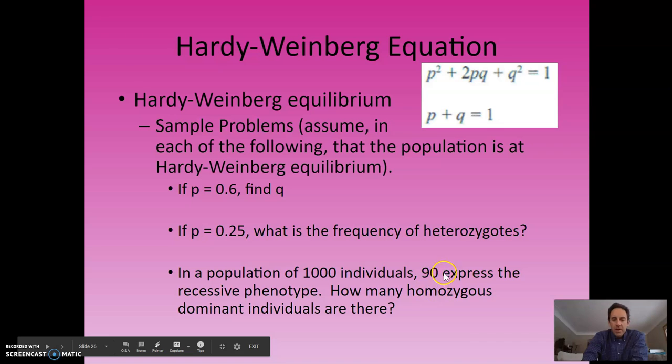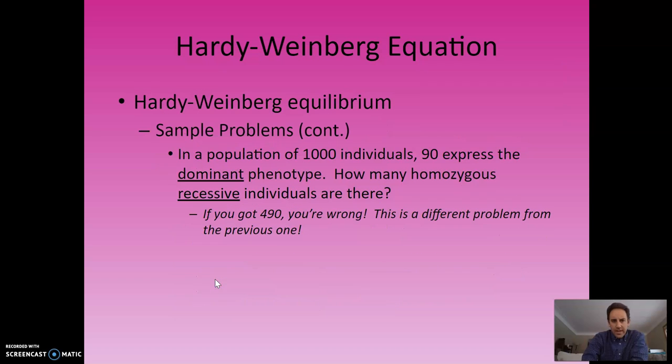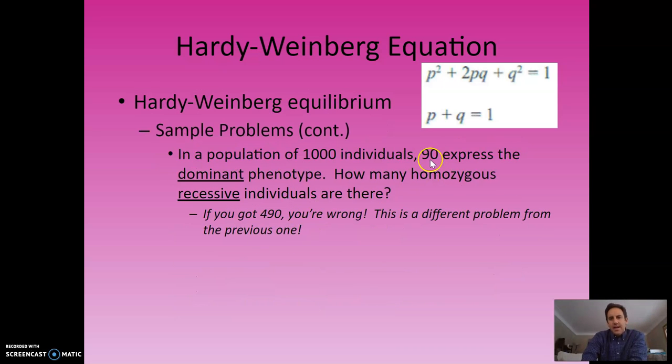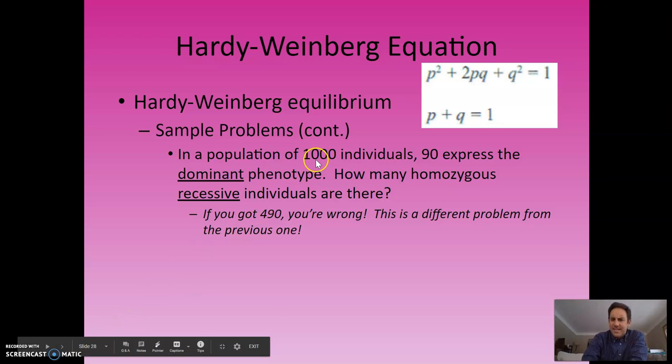So what I want to point out is that in the example we did in the last screencast, we were talking about how 90 expressed the recessive phenotype. So now I want to look at a similar question, but this time we're going to say that 90 individuals express the dominant phenotype. How do we do that? Well, let's take a look, shall we?